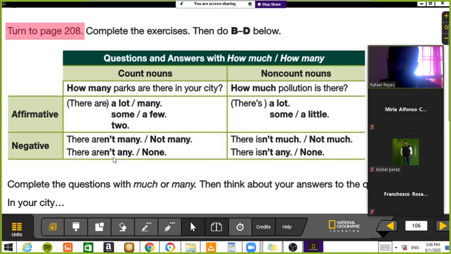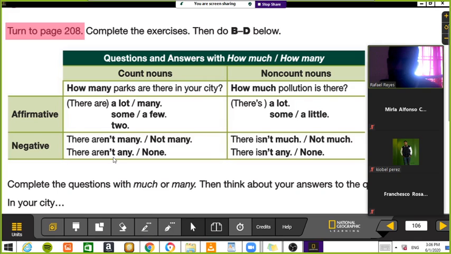Going to the negative side, then you can use there isn't much. You see, isn't much, that means that the quantity is low. Now you see here that whenever you use many in count noun, in non-count noun you use much. So many and much are opposite when we talk about count nouns and non-count noun. You see, in count noun here we say not many, and in non-count noun we say not much. So you got to memorize those two differences.